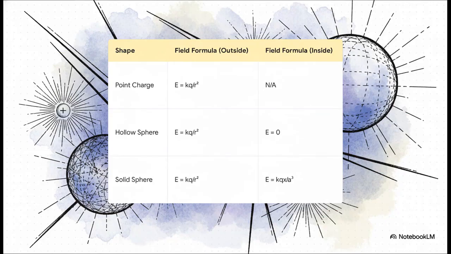And this table here really summarizes a powerful idea. Just look at the outside column. A point charge, a hollow sphere, and a solid sphere. From the outside, you can't tell them apart. They all create the exact same electric field, like their charge is all at the center. The real story, the interesting physics, only happens when you look at what's going on the inside.